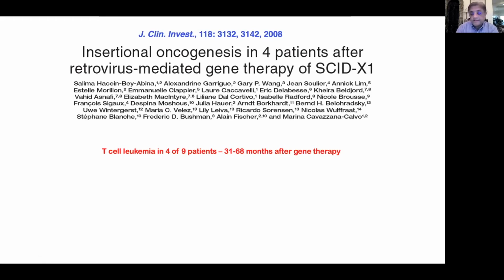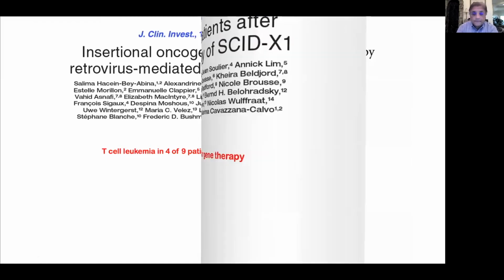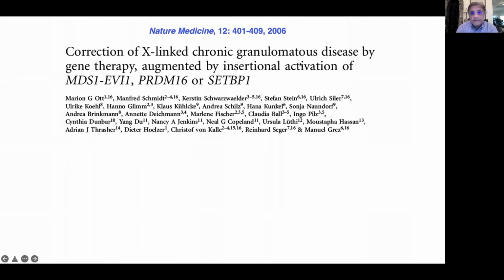So the picture was emerging that retroviral vectors, although they can cure your disease, are not safe because there's a risk of developing leukemia. This also happened in another disease called chronic granulomatous disease, and several oncogenes were activated. This trial was done in Germany. MDS1, EVI1, PRDM16, and SETBP1 genes were activated. This was a trial in which 2 adult patients were treated with this disease, and 3 months after gene therapy, they began to show signs of abnormalities in their bone marrow.